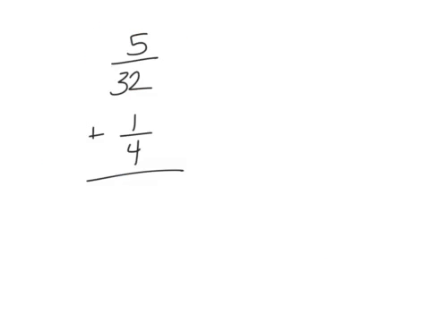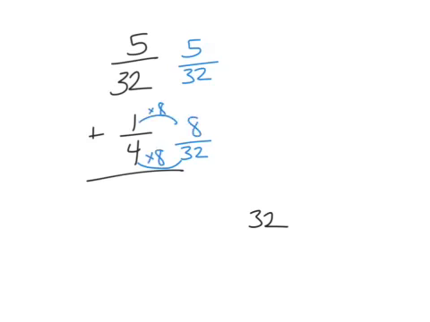If I list my count bys of 32, I have 32 times 1 is 32. And I'm going to stop right there. Does 4 go into 32? It sure does. So I have already found my lowest common denominator. 32 stayed the same, so the 5 will stay the same. The 4 I multiplied by 8, so I multiply the 1 by 8. And then I add them together, and I get 13/32.